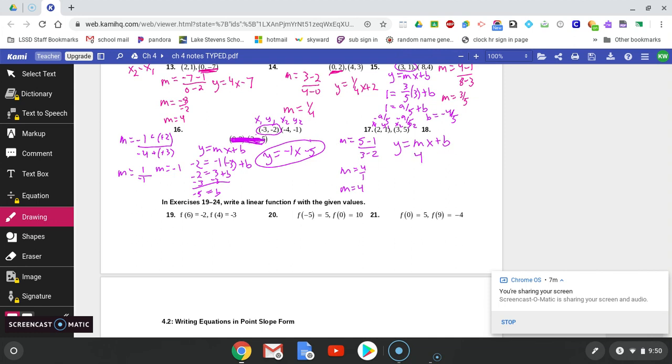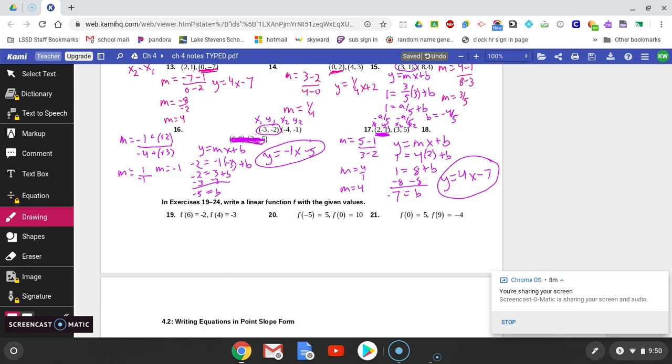I'm going to substitute the m I found in, and then I just choose one of my points. Again, I typically choose the first point, but it's irrelevant. You could choose whichever one you want. You'll get the same answer. So x is 2 and y is 1. So 4 times 2 is 8, and then to get b by itself, I just need to subtract the 8 over. So I get b is -7, which means my final equation is y is equal to 4x minus 7.